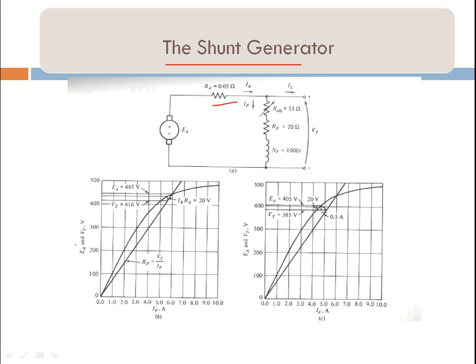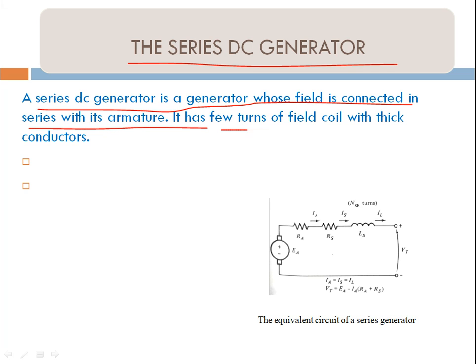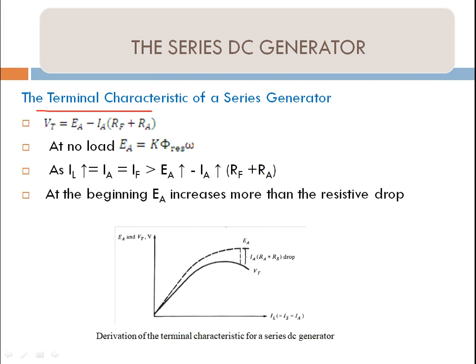Now this is the resistance 0.5 ohm, this is the armature. The series DC generator is a generator whose field is connected in series with the armature. It has a few turns of field coil with thick conductor. You can see here the terminal characteristics of a series DC generator.